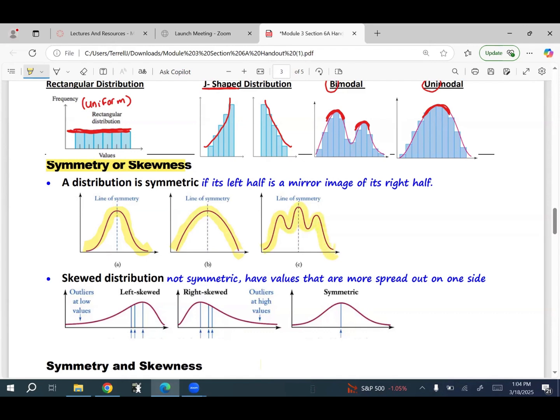If you were to draw a straight line through the center and fold it, each side would match. That is symmetric. And then skewed. A skewed distribution means the majority of the data is on one side. And so we say it's skewed, but then we go a step further and say what direction it's skewed in.